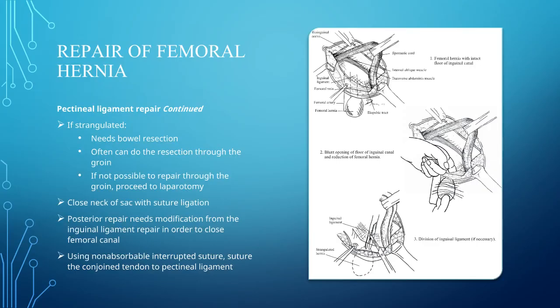The posterior repair is performed using non-absorbable interrupted sutures. Suture the conjoined tendon down to the pectineal ligament, Cooper's ligament, which is a strong white line on the superior pubic ramus. This closes off the femoral canal.